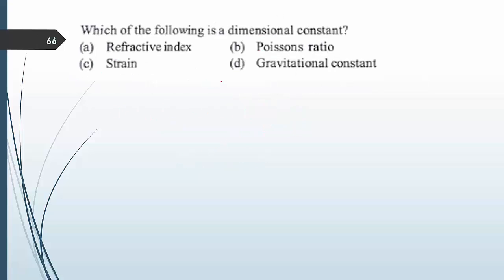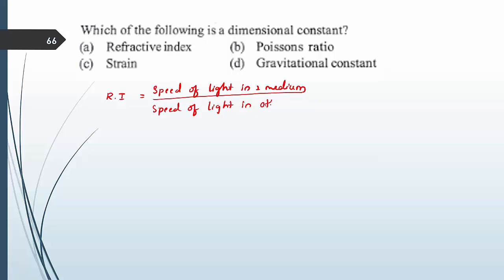Which of the following is a dimensional constant? Yes, you can observe all the four options. Which is dimensional constant? See here the first option, that is refractive index. Refractive index means speed of light in one medium to the speed of light in other medium. Generally we can write the equation as n2 divided by n1.